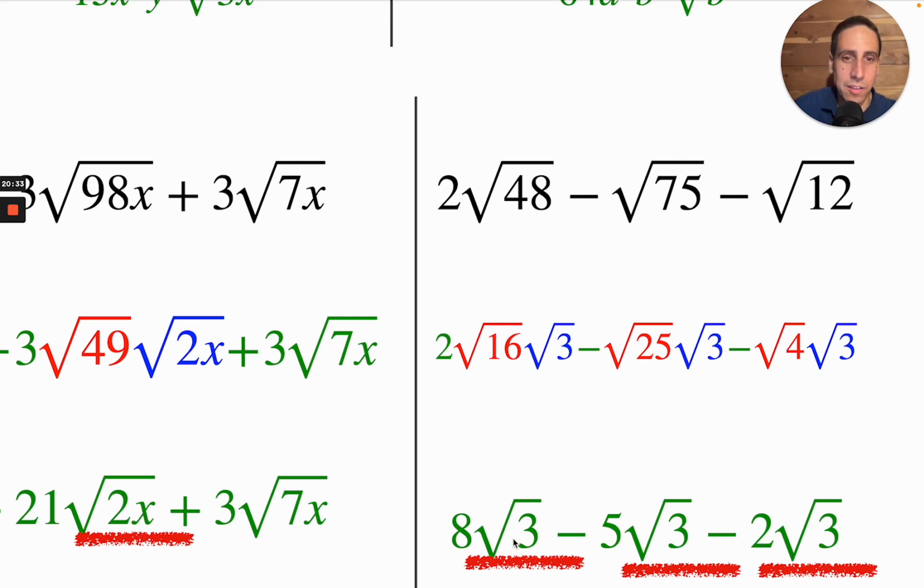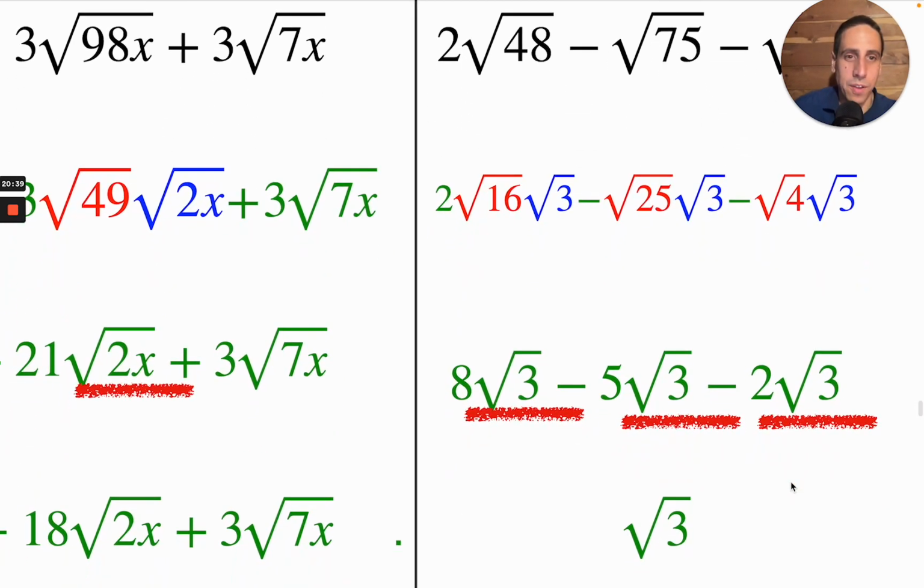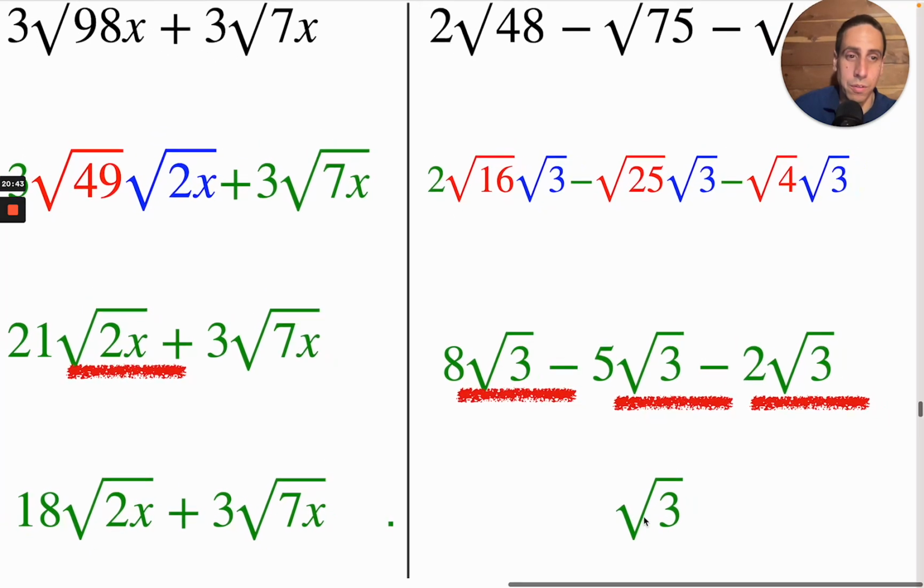You've got 8 of these minus 5 of these minus 2 of these. It's kind of like saying, 8x minus 5x minus 2x. 8 minus 5 is 3, and then minus 2 is 1. And the answer is just square root of 3.